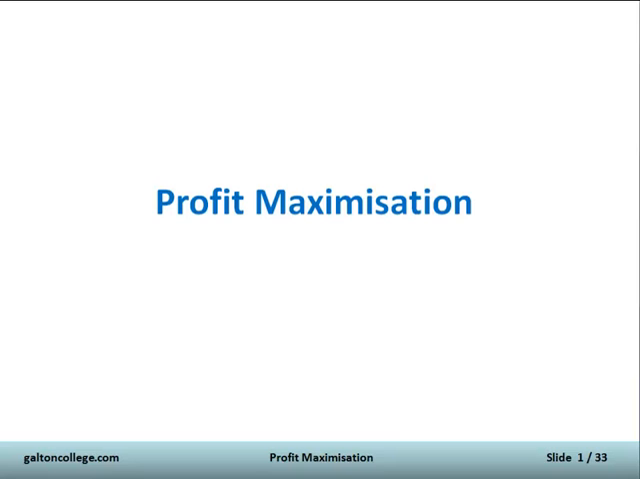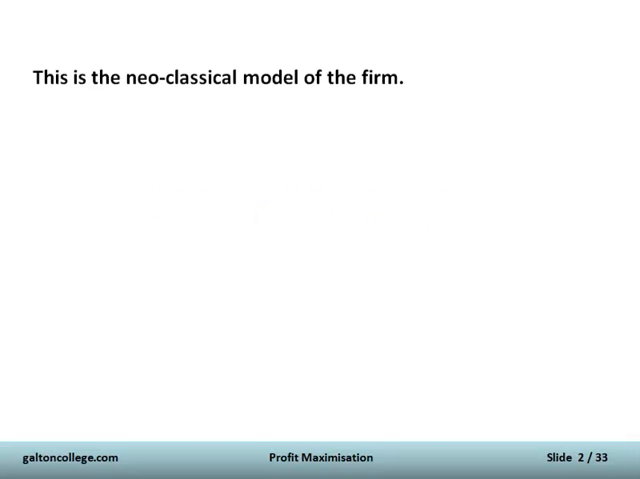This is the most efficient model, this is the most extreme model we've got, and we start from here and then gradually we relax the assumptions and we can talk about other forms of business objectives. So let's start with profit maximization, the extreme view. Now, this is what's known as the neoclassical model of the firm. Neoclassical economics is what is studied at most colleges and universities. And this is the neoclassical model of the firm.